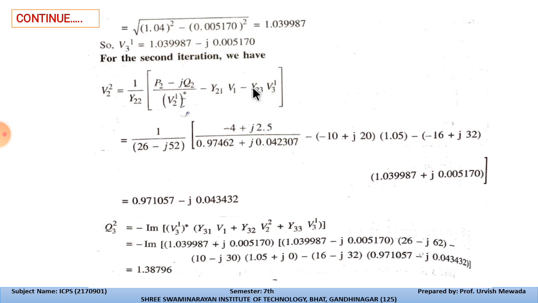So putting the values of V3 1 over here, and we have the value of V2 2, so it is 0.97 1.57 minus j 0.043432. After that we can determine the value of the reactive power, that is Q3 2 is equal to minus Im V3 1 conjugate times Y31 V1 plus Y32 V2 plus Y33 V3 1. So by putting all the values of V3, Y31, Y32, Y33, we will have the value of Q3, that is 1.38396.